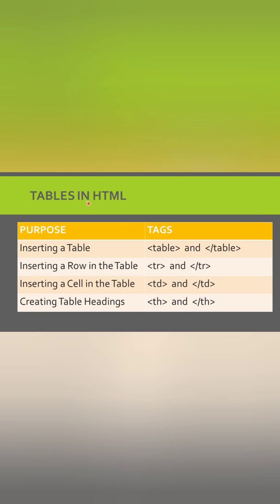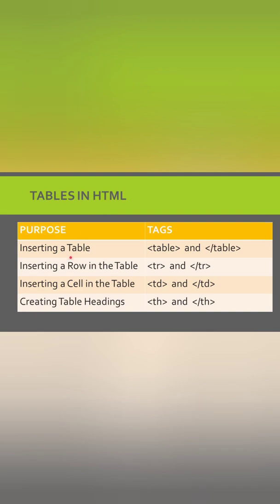Next, tables in HTML. Now we learned how to insert text and we learned about different text formatting tags. Then we learned how to insert images and we learned body tags also. Now we are going to learn tables in HTML. So how to insert a table in HTML.